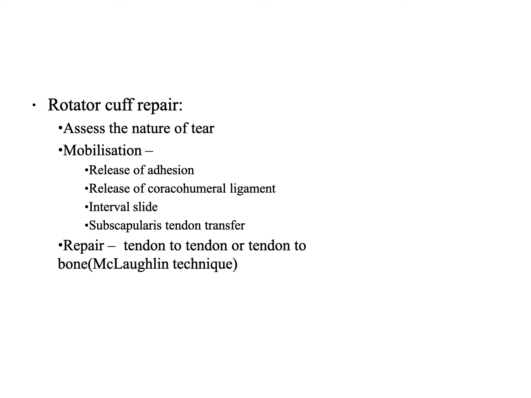Then let us come on to the rotator cuff repair. First of all, we have to assess the nature of the tear and then mobilize. In mobilization, we have to release the adhesions and release the coracohumeral ligament. Then there is interval slide and subscapularis tendon transfer. The repair can be done tendon to tendon or tendon to bone, as described by McLaughlin.